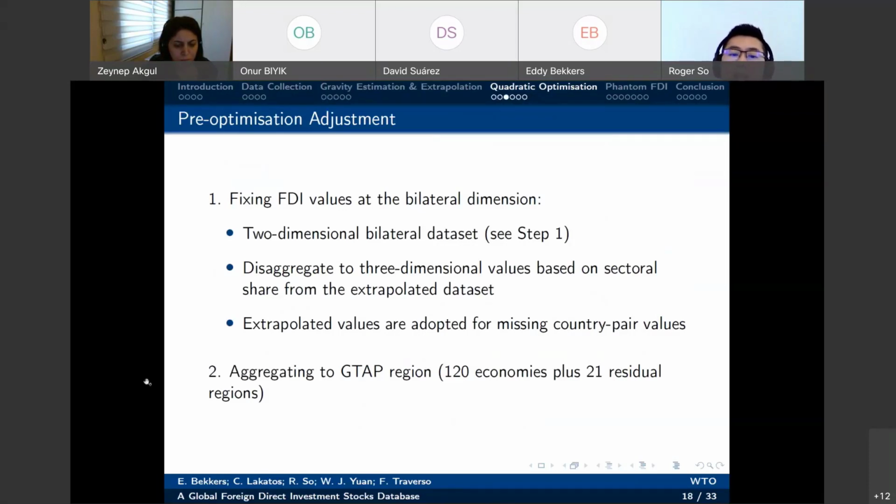Secondly, in the extrapolated data set, we have over 200 countries. We are aggregating them according to the GTAP country regions, which is 141 regions with 120 economies and 21 residual regions. The reason we do that is because, again, by reducing the number of regions, we reduce the computational time for the optimization, because it is really time consuming.